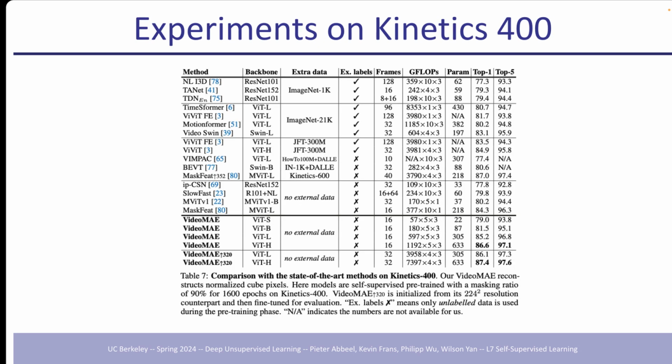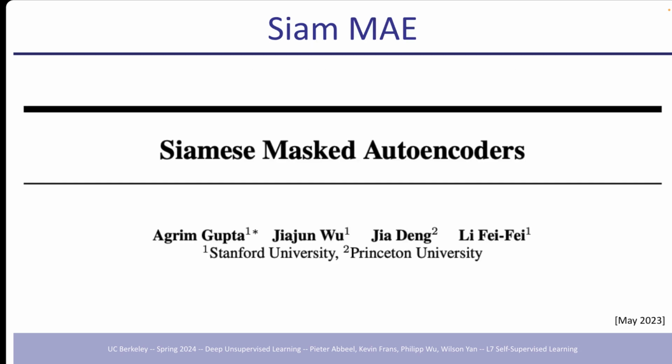Experiments on Kinetics 400. So typically in these video data sets, essentially you need to recognize an activity. Kinetics 400 means that there's 400 different activities, and when you are doing the fine-tuning or the linear probing, you're asked to learn to predict what activity was happening in this particular video. So VideoMAE is very good.